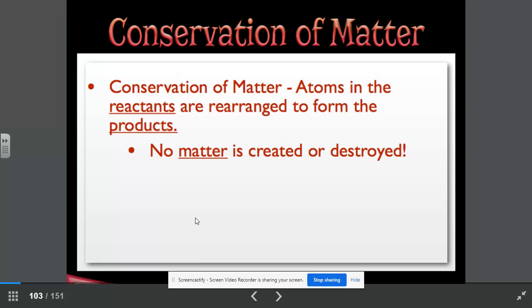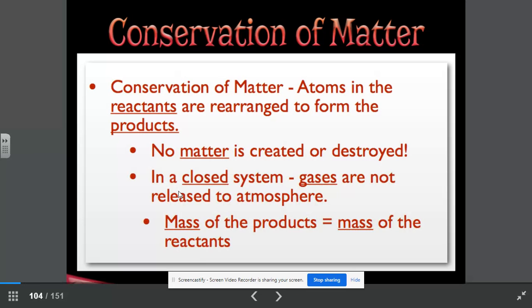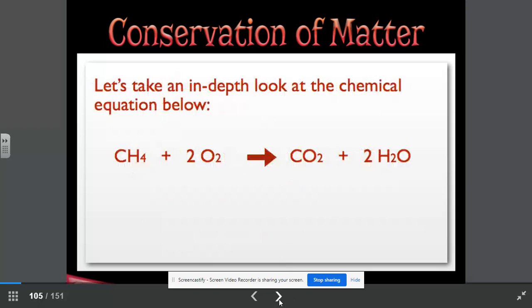All right, so let's talk about the conservation of matter. Atoms in the reactants, remember on the left side of the equation, are rearranged to form the products. No matter is created or destroyed. In a closed system, gases are not released to the atmosphere. The mass of the products equals the mass of the reactants. Remember, because of the conservation of mass or matter, matter can never be created or destroyed.